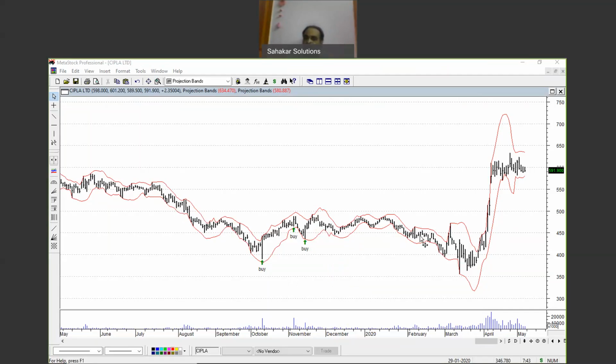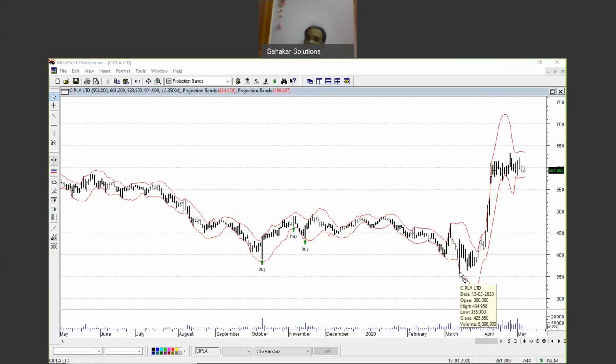For example, this is the Cipla stock. You may be convinced that Cipla is bullish and you are interested in buying into the stock. But if you place projection bands on the Cipla chart as I show you now, you will have to wait. Even though the price is good, the entry point is best when it touches the lower band. So once the price comes to the lower band, you can consider investing into it.